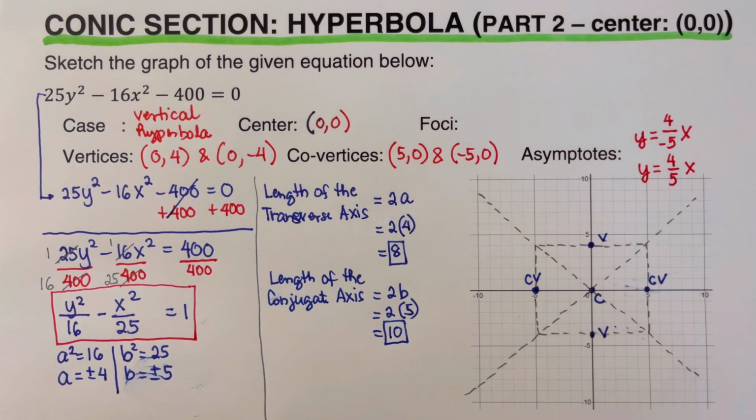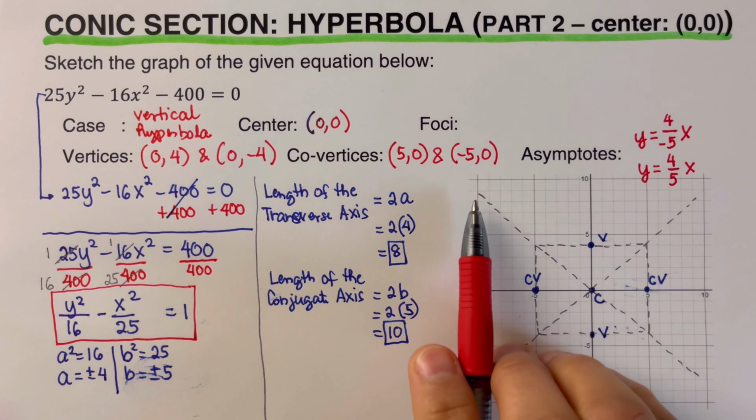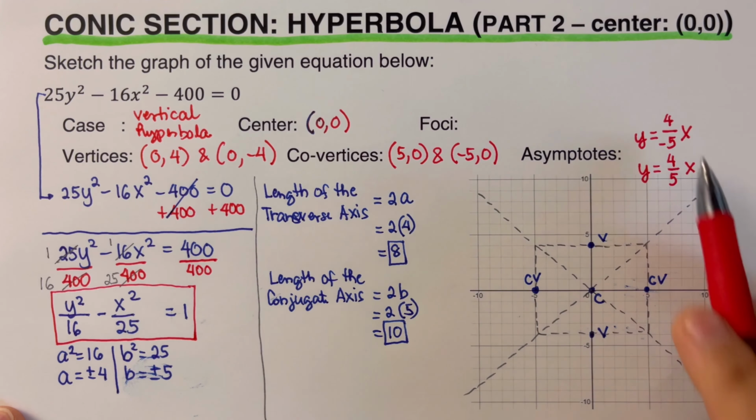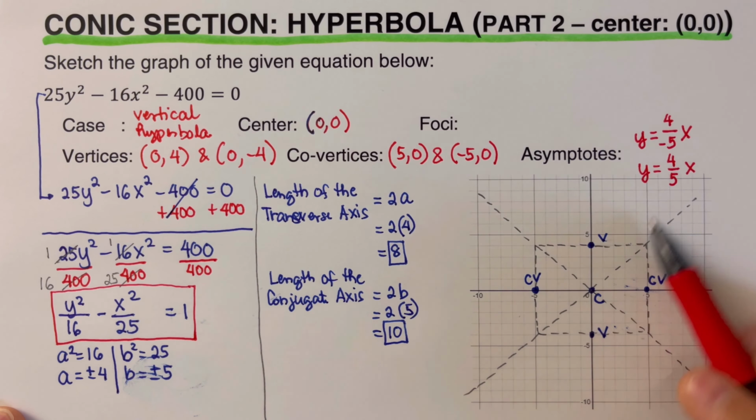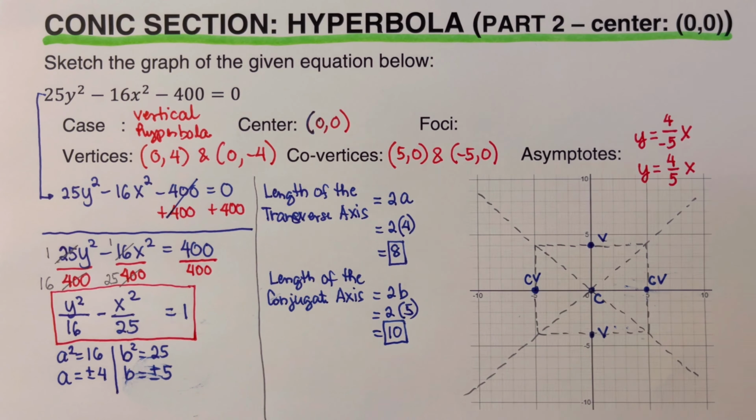So these are the equations of these two asymptotes. This is the first asymptote with the negative slope. And this is the second asymptote with a positive slope. So we can go ahead and sketch the hyperbola.